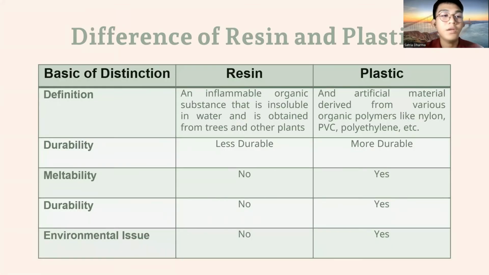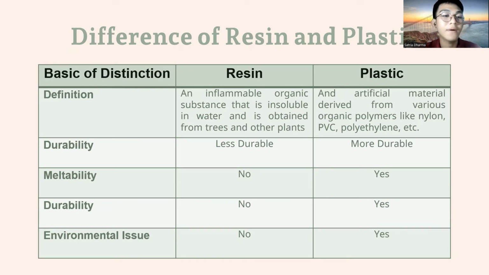So from the video, the difference between resin and plastic is basically this distinction, the definition. Resin is a flammable organic substance that is insoluble in water and is obtained from trees and other plants, while plastic is a material derived from various organic polymers like nylon, PVC, polyethylene, etc.